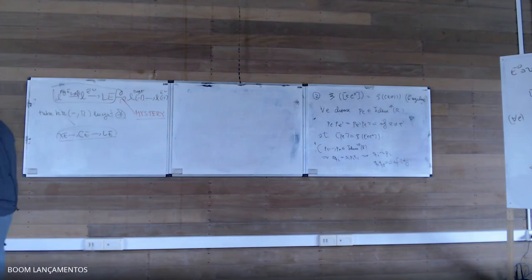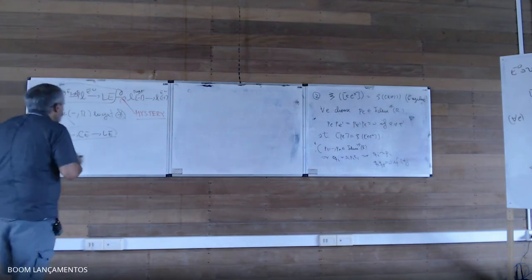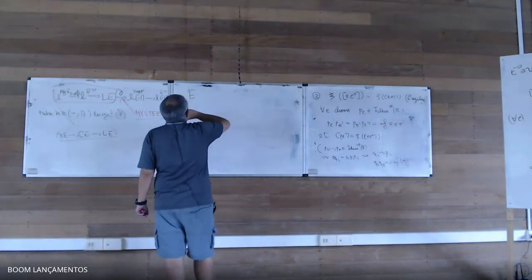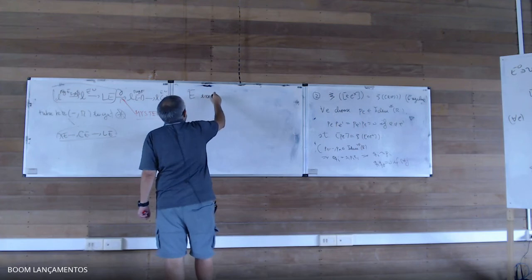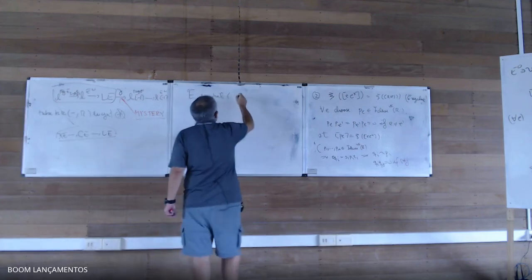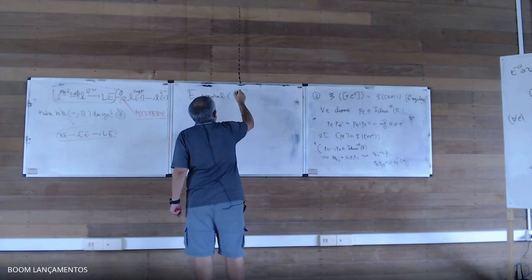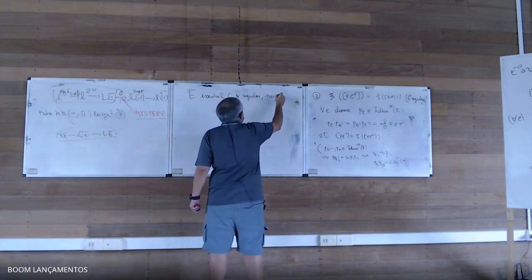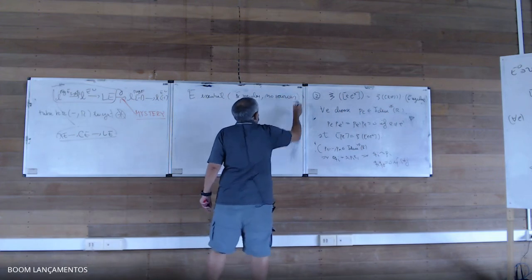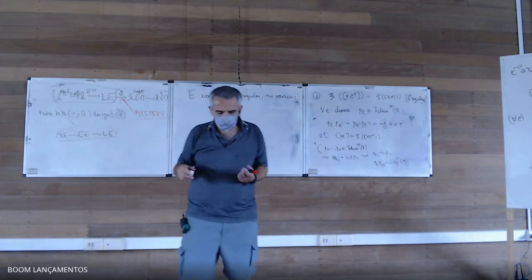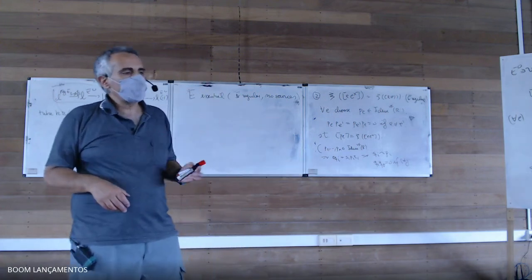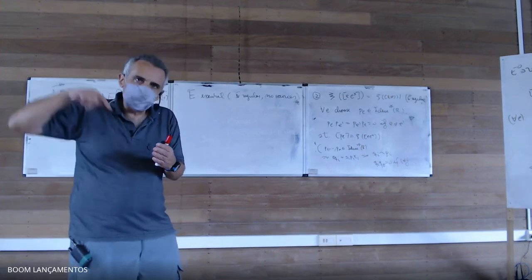So suppose that E is essential, meaning that E is regular, and it has no sinks, no sources. So not only are there no vertices that do not emit edges, but also there are no vertices that do not receive edges.